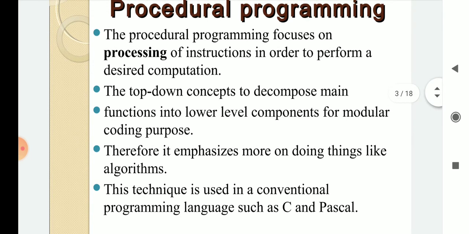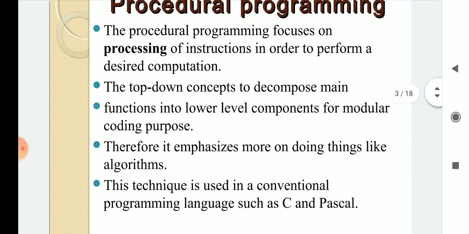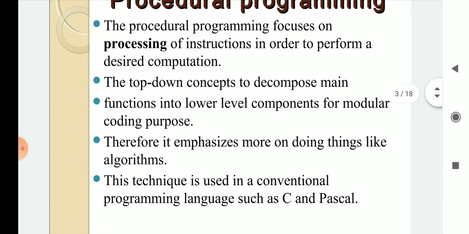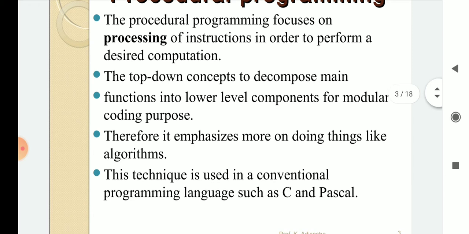Dear students, in case of procedural programming, we take the help of a top-down approach where a main function is divided into small sub functions. In procedural programming, we are always focused on doing things, just like an algorithm. The best examples of procedural programming are the C language or the Pascal language.